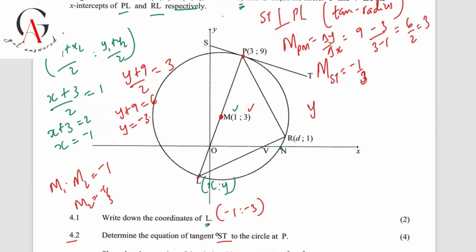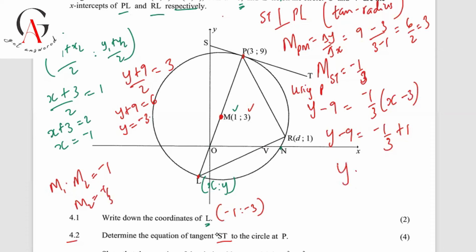So the equation, I'm going to say using P, y minus 9 is equal to -1/3 into x minus 3. Let's open that up. Y minus 9 is -1/3 x plus 1. When I move this 9 to that side, it's y equals -1/3 x plus 10. So that is the equation of the tangent that I'm getting for 4.2.